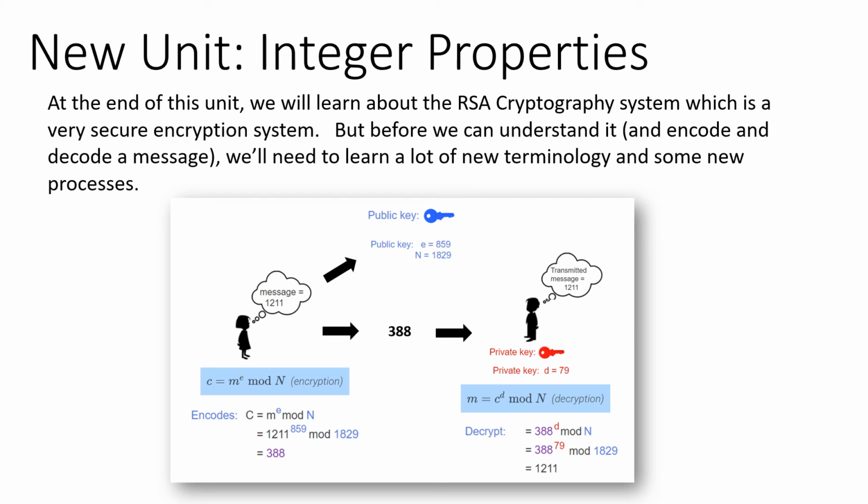In this lesson, we're going to be starting into a new unit called Integer Properties. At the end of this unit, we'll be working with cryptography systems. Specifically, we're going to be learning about the RSA cryptography system, which is a very secure encryption system. But before we can understand this and be able to encode and decode a message, we're going to need to learn some new terminology and some new processes.